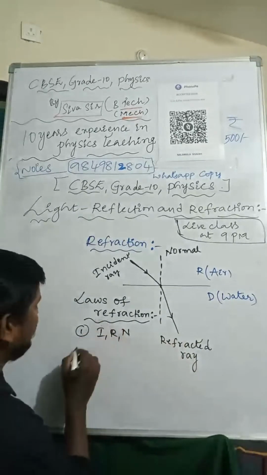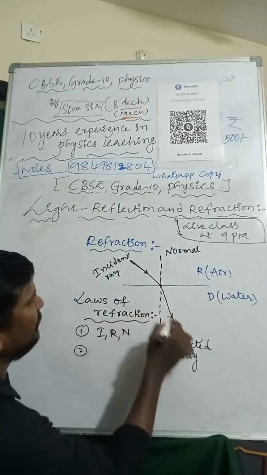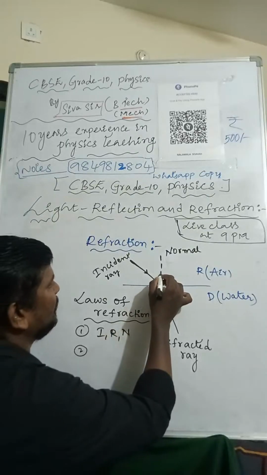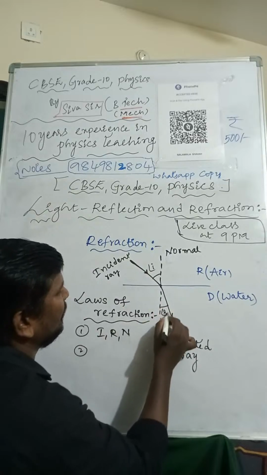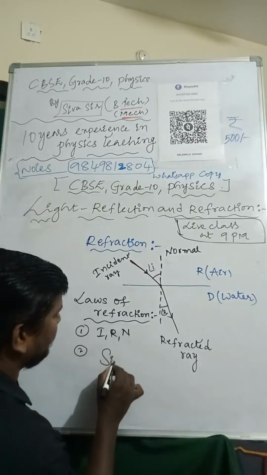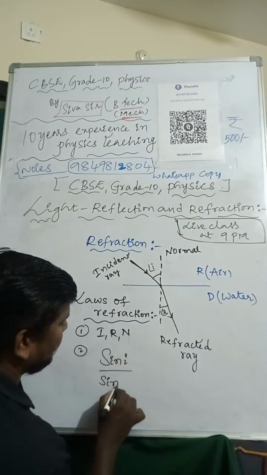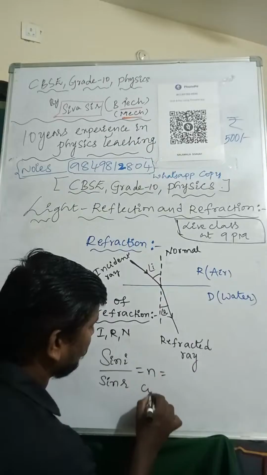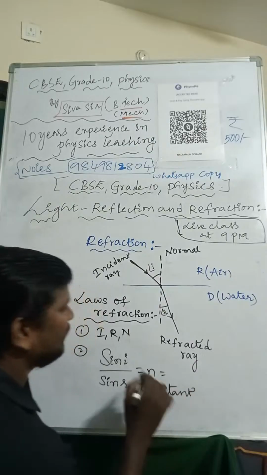Now, the second one I am taking: the incident ray, refracted ray, and normal lie on the same plane. Next, here I am considering this angle of incidence, and this one is the angle of refraction. The ratio of sine of angle of incidence to sine of angle of refraction equals a constant.